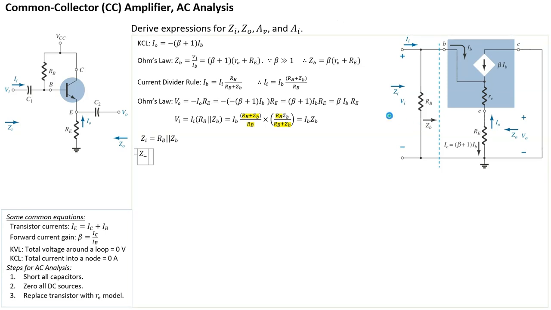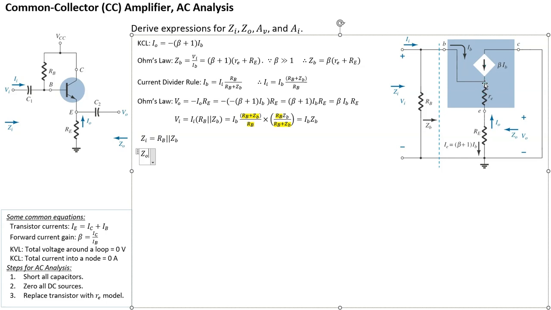All right, so next, ZO. Well, what is ZO? ZO is looking from the right to the left across RE. And as usual, whenever we are trying to work out the output impedance, we have to zero the input source, so VI becomes zero. When that becomes zero, this entire node ends up connected to ground, which means IB is zero. When IB is zero, beta IB is also zero. That's 0 amps, and 0 amps means it's an open circuit.